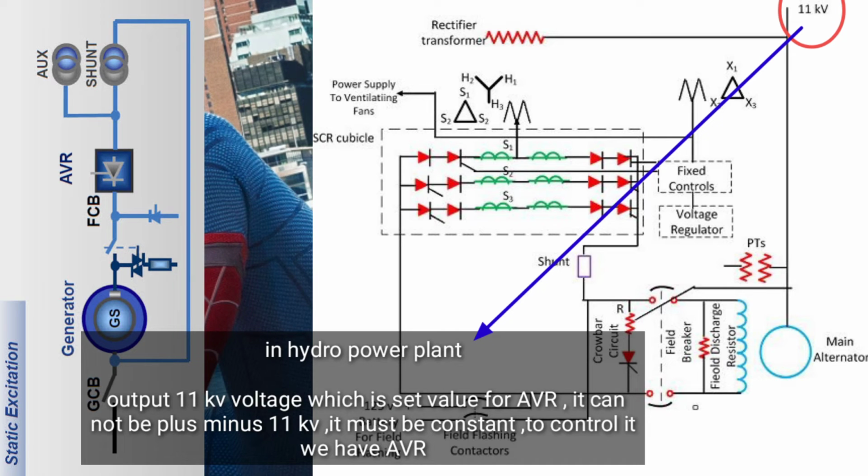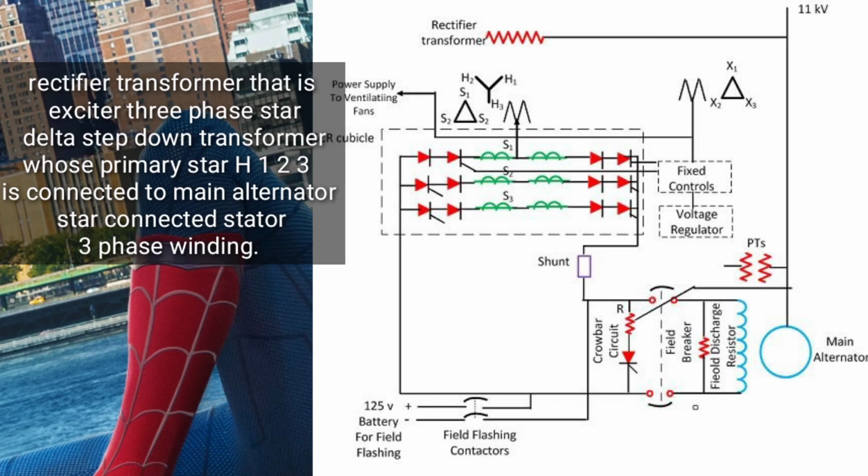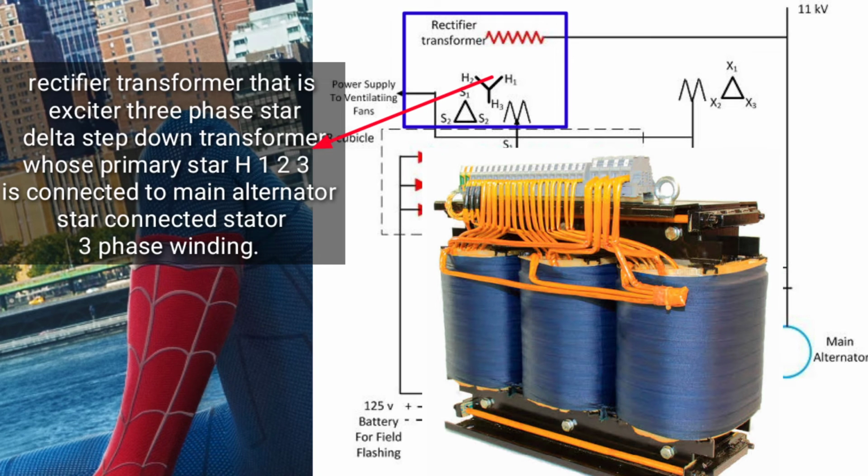Its output is 11 kV voltage, which is the set value for the AVR. It cannot be plus or minus 11 kV. It must be constant to control if we have the AVR. This is the rectifier transformer that is excited through a star delta step.